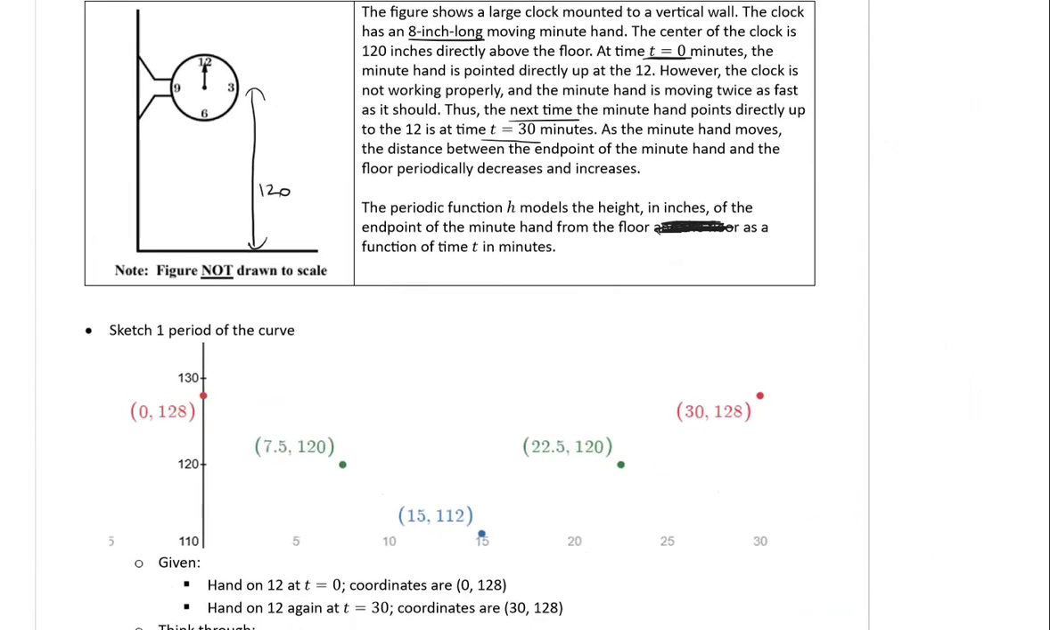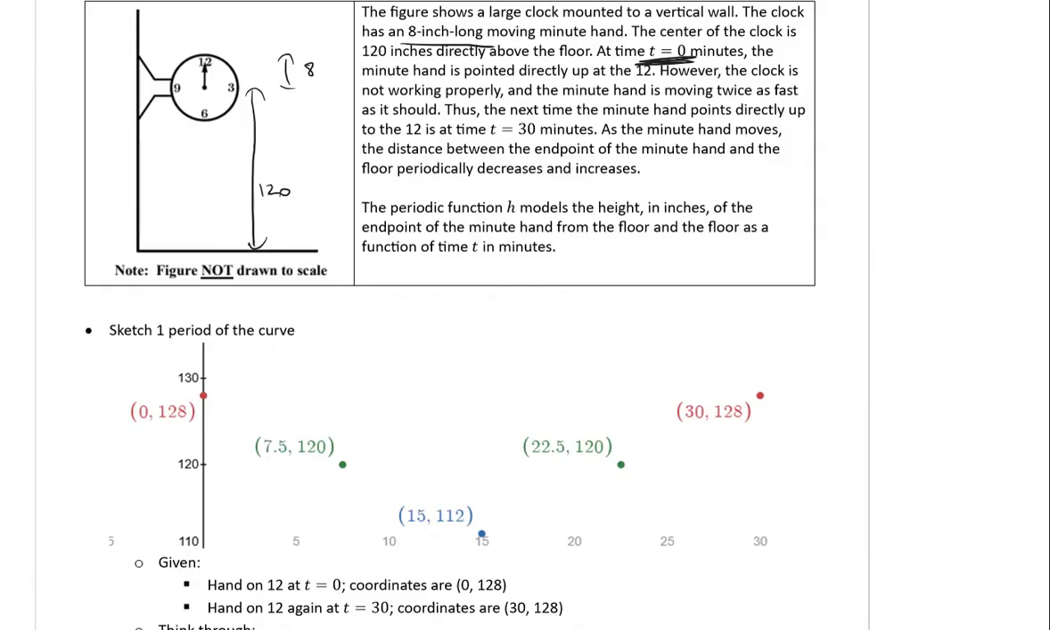Okay, so at t equals 0, let me erase all these again. At t equals 0, the hand is pointing directly up at 12. What's the height? Well, it's also an 8-inch hand, right? So this is the length of 8. So the total height when it's pointing at 12 for the tip of the minute hand is at 128. Okay, so that gives us this point over here.